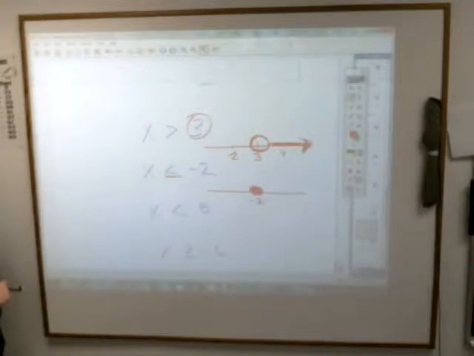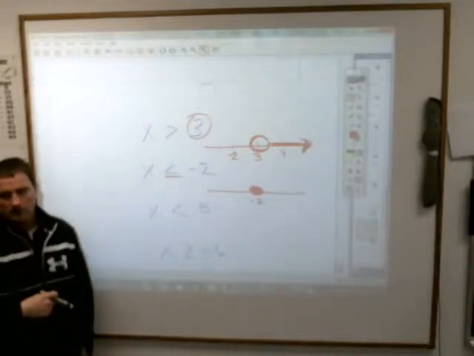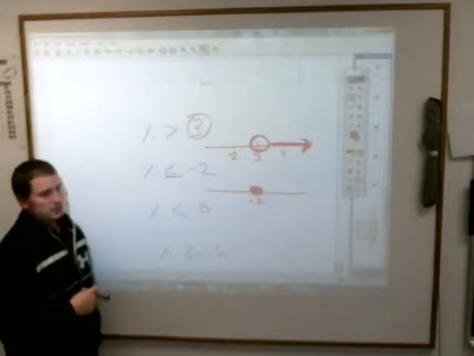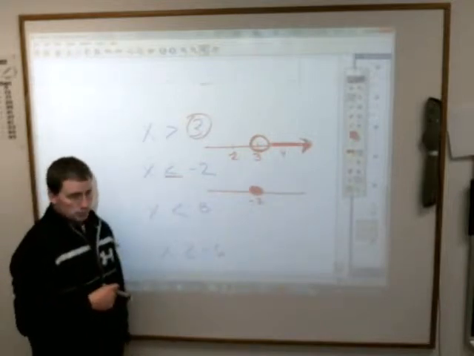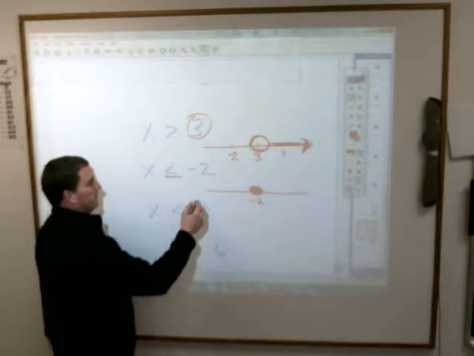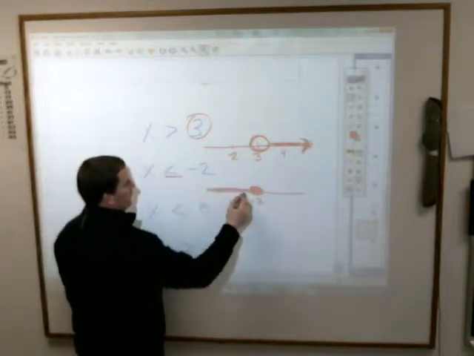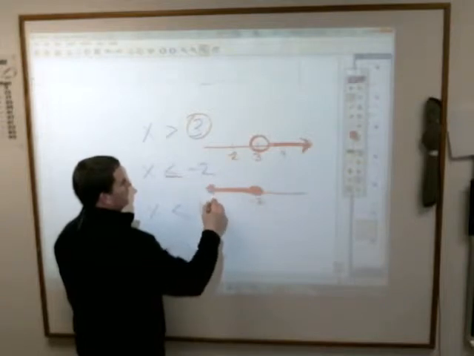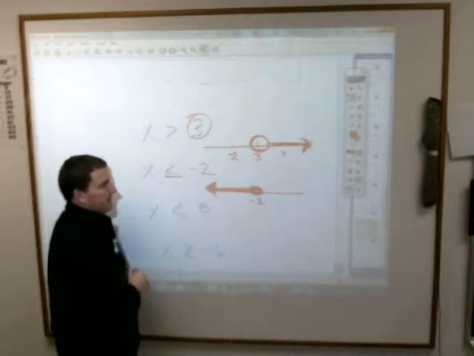On what side are the numbers less than -2? Less than -2. Which way do the numbers go less than -2? Zach? Going this way. Now, for those of you that get confused easily, there's kind of a little check here that you can use to make sure you're drawing your arrows and your lines on the right side.